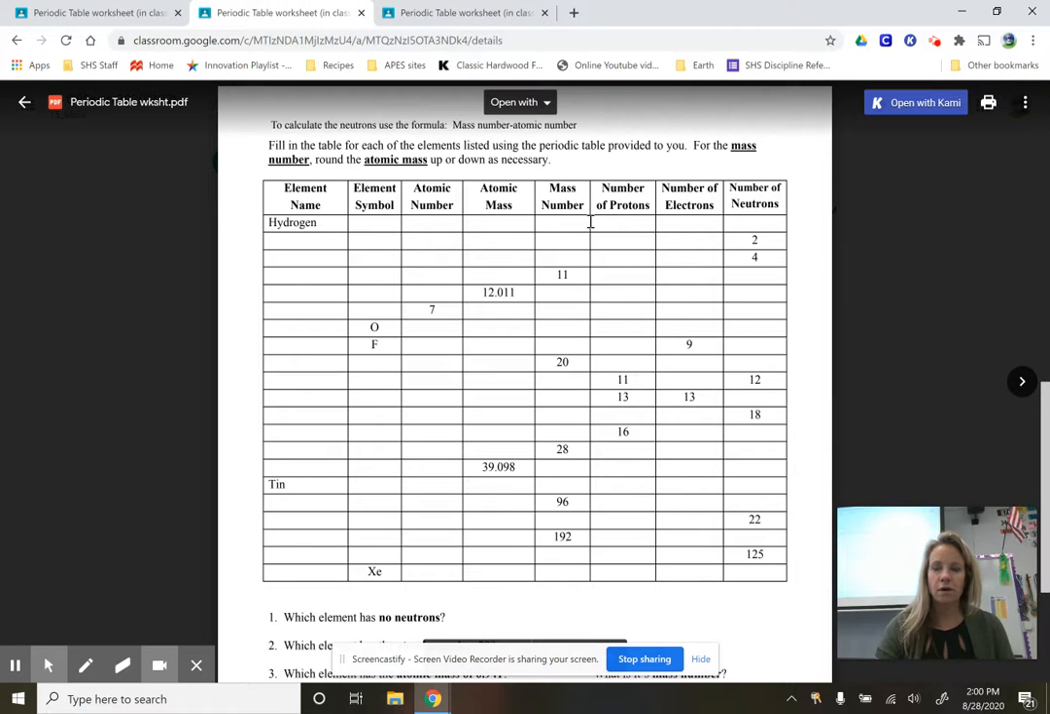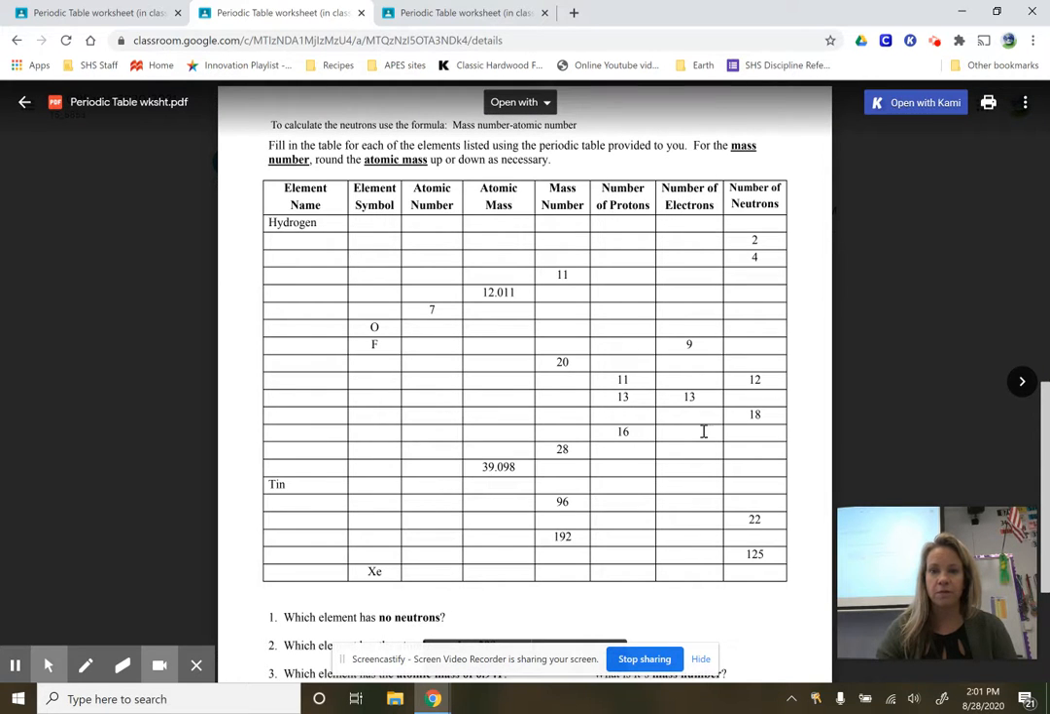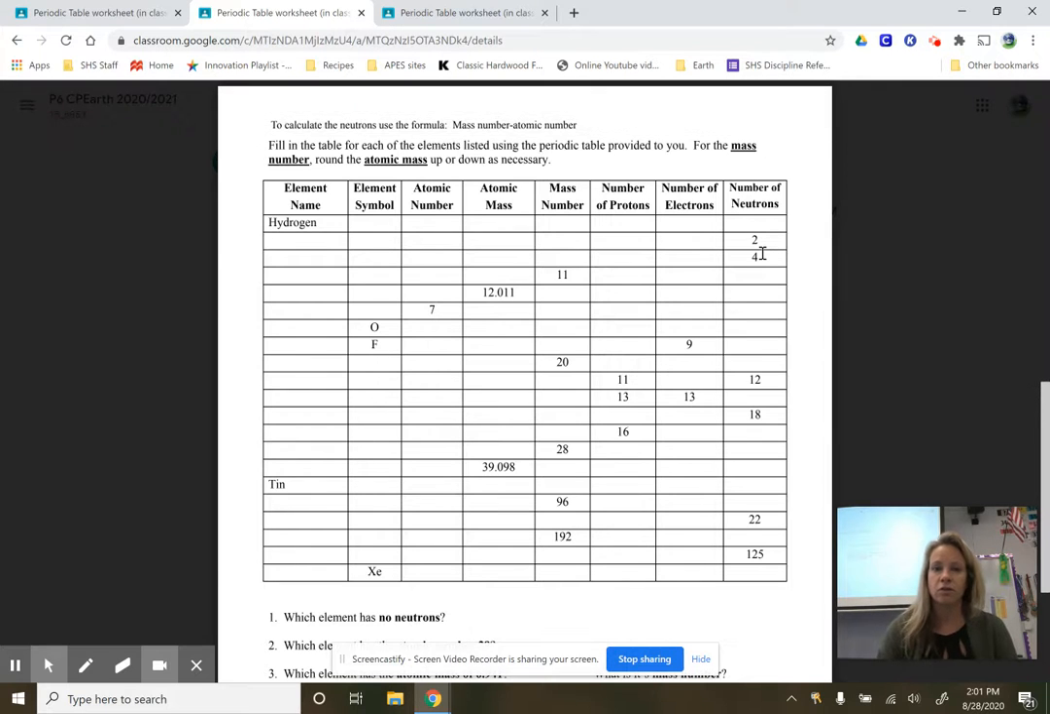So that goes here. The number of protons is equal to the atomic number. The atomic number was 1, so the number of protons is 1. Protons and electrons are always balanced, always the same, so that would also be 1. Whatever you put in this column is going to be the same for this column. And then the number of neutrons: I put in the instructions how to do that. It's the mass number minus the atomic number. Take the mass number, which happens to be 1, minus the atomic number, which also happens to be 1. So 1 minus 1 is 0.